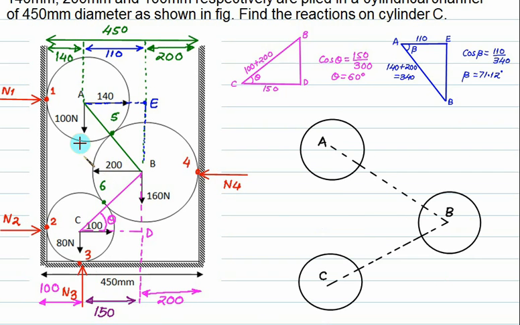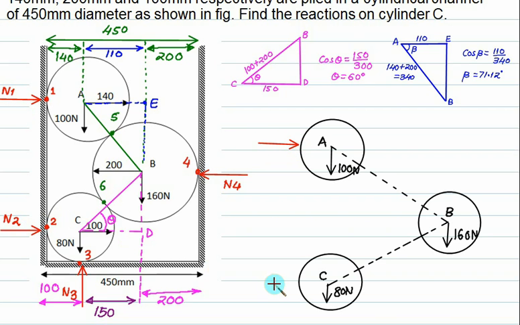The very first thing, you have to transfer the weights. Show the 100 Newton arrow inside the cylinder, show 160 inside the cylinder, and show this 80 Newton inside the cylinder. After this, transfer your normal reactions. N1 is passing through A, so show N1 passing through A.